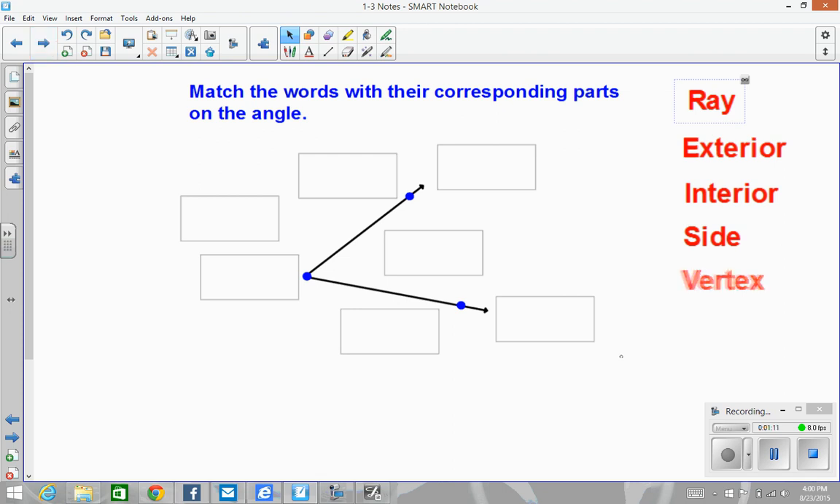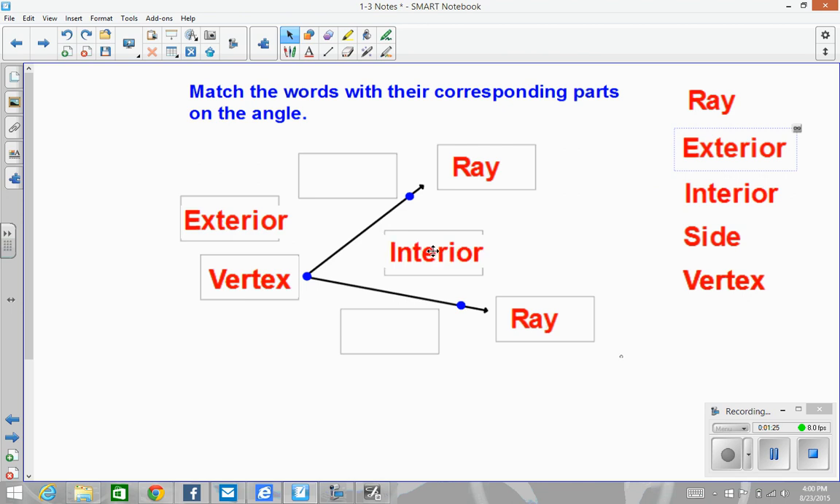Okay, so let's see how we did. So first we have the vertex, which goes here. We have a ray here, and we have a ray here. We have the exterior of the angle, which goes out here. The interior of the angle, which goes in here. This is a side, and this is also a side. So the side of an angle consists of rays. The vertex of an angle is where the rays meet, and we have the exterior, which is outside the angle, and interior, which is inside the rays of an angle. So if you didn't have all those right, please add those in and correct your own notes so that you have those correct.